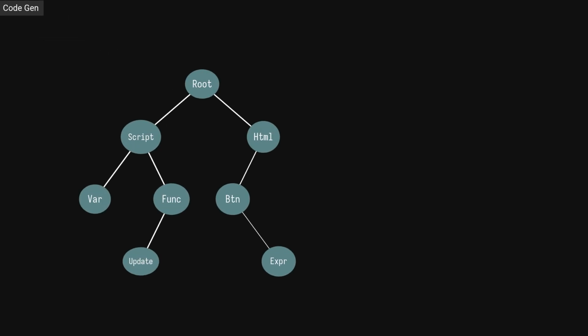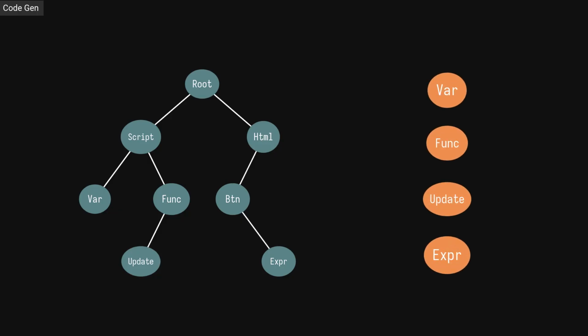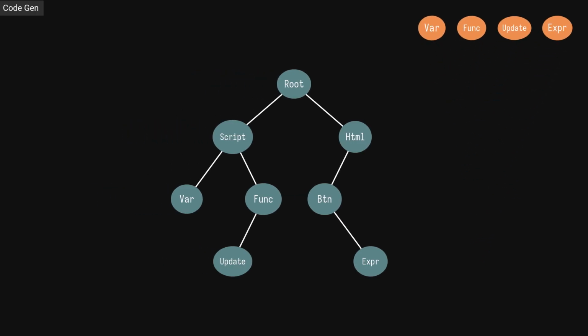The very last step Svelte does is code generation. This is where Svelte finally generates the JavaScript code. This step needs two things: the AST and the static analysis result from the previous steps. With these, Svelte will traverse the AST again, but this time, each node corresponds to a JavaScript instruction.